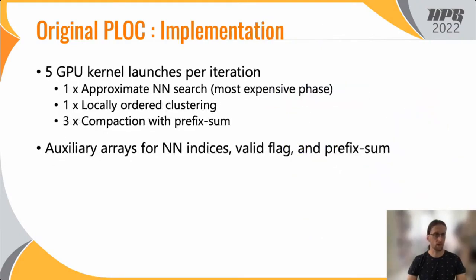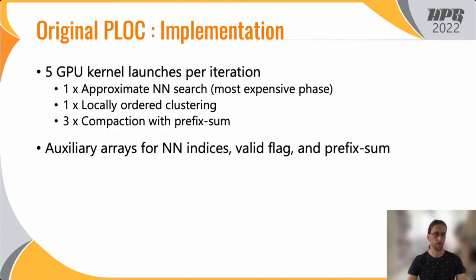Okay, now how's this algorithm mapped to the GPU? In the original implementation, each iteration requires 5 kernel launches. 1 for the approximate nearest neighbor search, which is by far the most expensive kernel. 1 for the locally ordered clustering phase, which is the second most expensive kernel. And finally, 3 kernel launches for the compaction, which relies on a prefix sum.